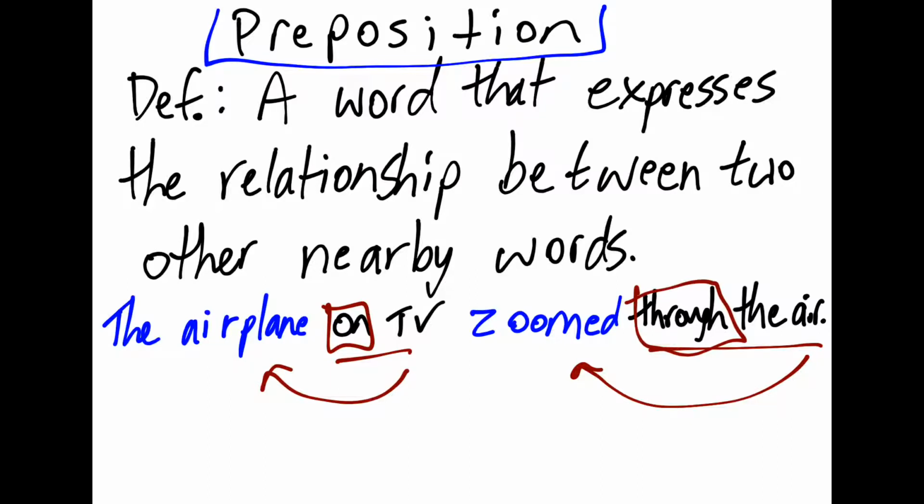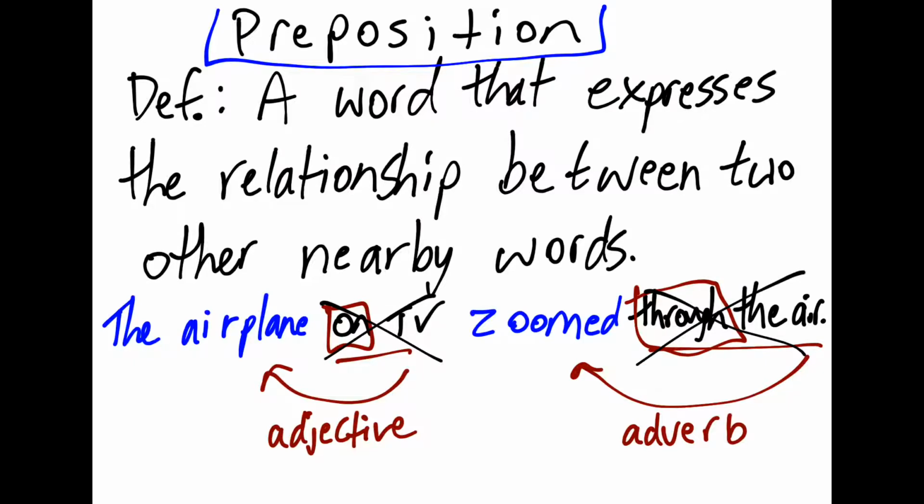And depending on how they function in a sentence, they can function like an adjective, when they help to modify a noun like airplane. They can also function like an adverb, when they modify a verb like zoomed. Generally speaking, because they are just modifiers, if you took them out of the sentence, you would still have a complete sentence or an independent clause. The airplane zoomed. It's just a little less specific.